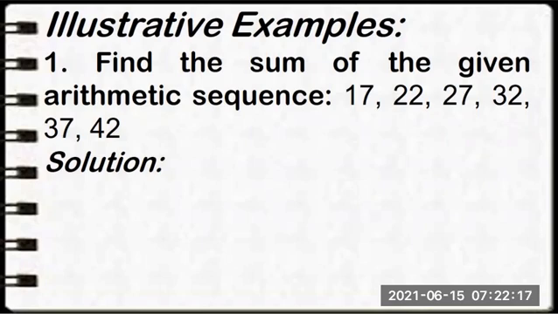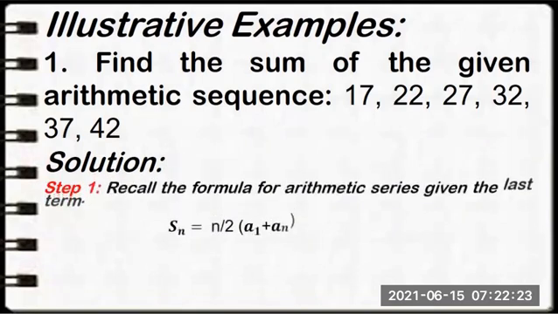So we have several steps to follow in finding the arithmetic series of a given sequence. So for step number 1, ganun pa rin naman yung ating susundin na steps. We are going to recall the formula for arithmetic series given the last term. So since in this given problem, given po ang first term as well as the last term, pwede po natin gamitin yung first formula, which is S sub n is equal to n over 2 times the quantity of a sub 1 plus a sub n.